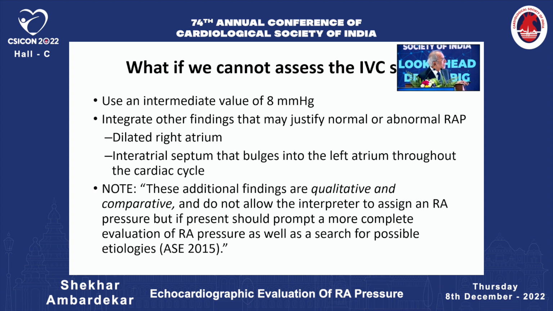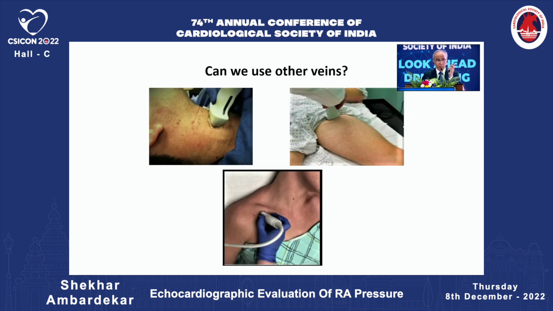And if the interatrial septum is bulging continuously into the left side throughout the cardiac cycle, that means RA pressure is likely to be high. But these are only qualitative. They don't tell you exactly what the RA pressure is. But if you are getting these findings, then you have to look for this at least and assess for the cause of high RA pressure.